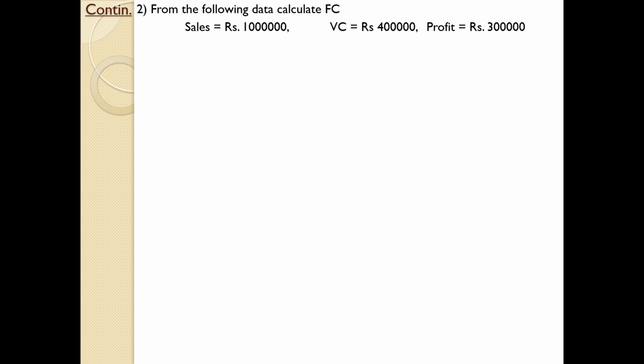Next one, another case. From the following data, calculate fixed cost. Sales, variable cost and profit is given. Just go through the equation which we have dealt in the last slide. Try to find the answer.